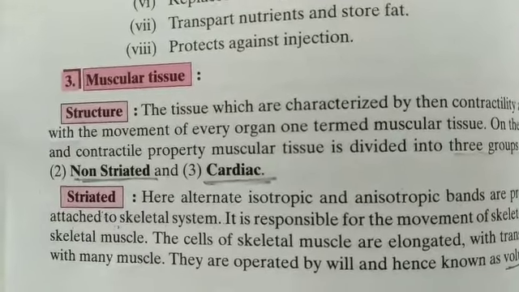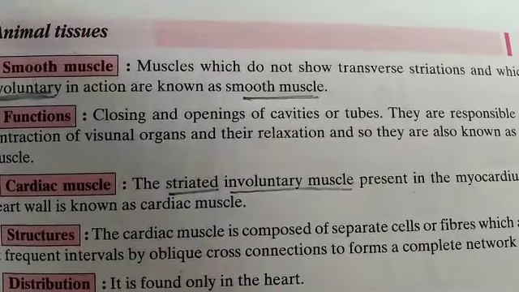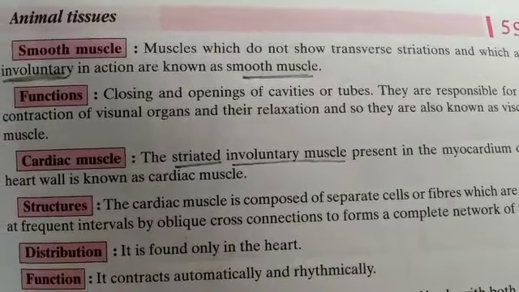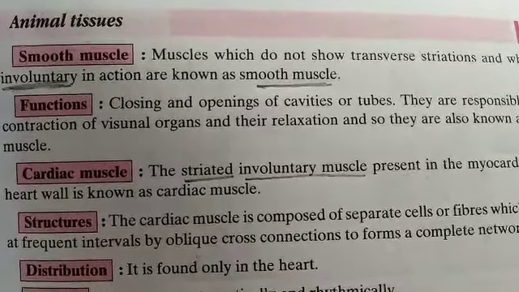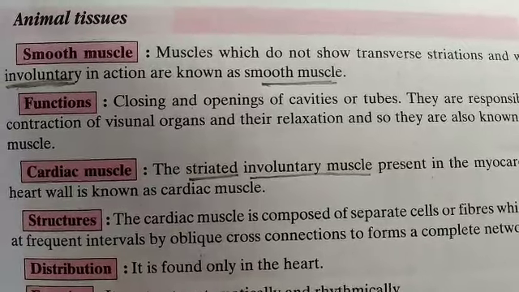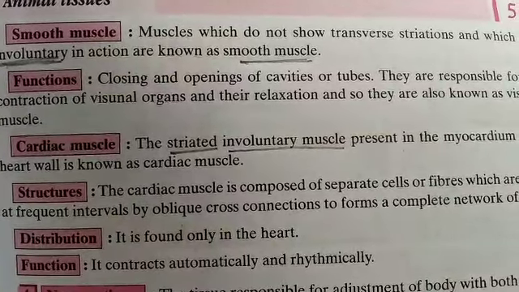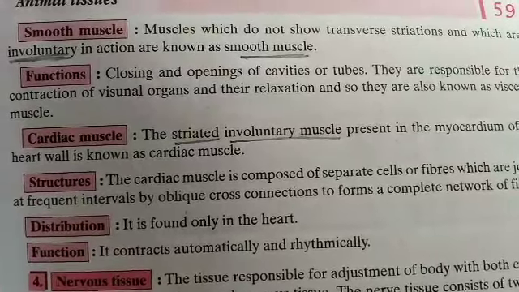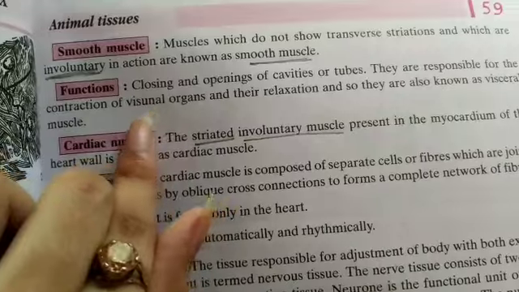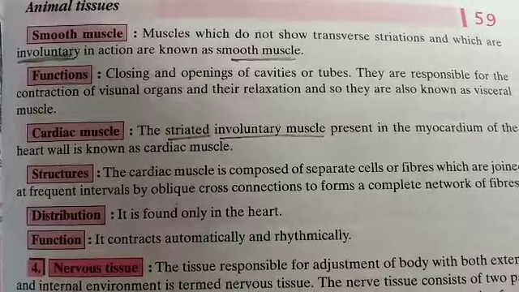They are attached to the skeletal system. Number 2, smooth muscles. They do not show any transverse striation. That's why it is called smooth muscles. They are also called involuntary muscles. Why? Because they cannot move on their own and they are associated with the internal organs. See the function: closing and opening of the cavities or tubes. They are responsible for the contraction and relaxation of visceral organs, not visual, visceral organs, so they are called visceral muscle.